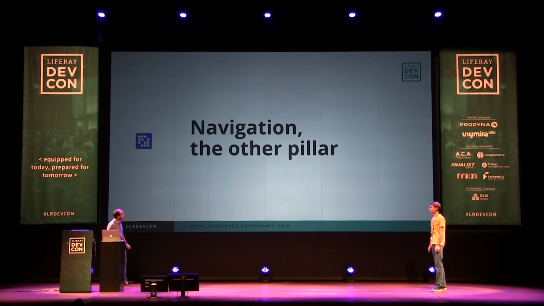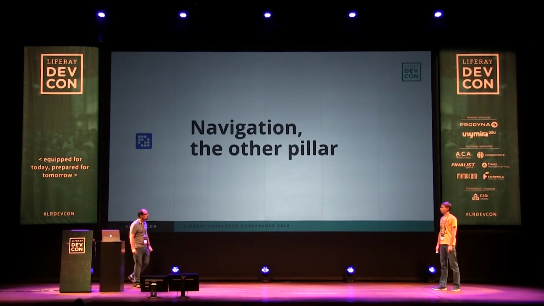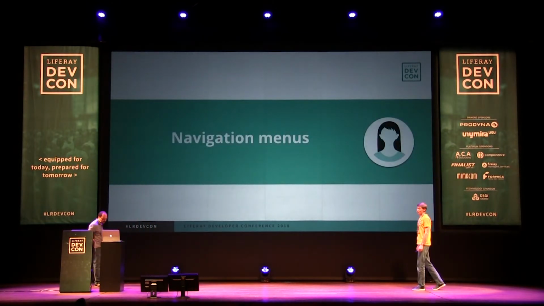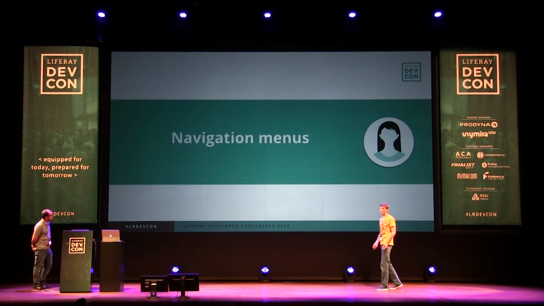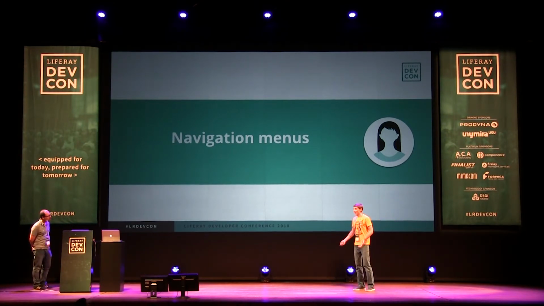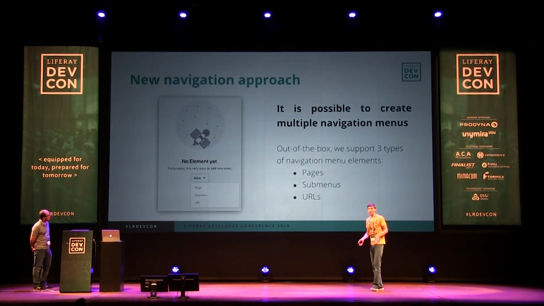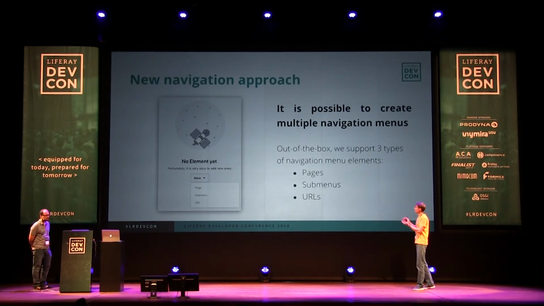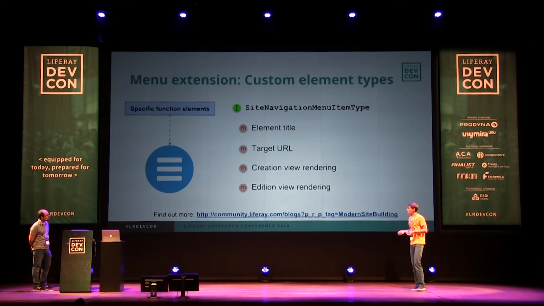Now we are going to talk about the second pillar of site creation, which is navigation. In Liferay 7.1, we introduced a new navigation system. And our new navigation is not based on a pages tree anymore. Instead of that, you can create multiple menus with different types of elements. And out of the box, we support 3 types of elements: pages, submenus, and URLs. But we are not limited to these 3 types of menu elements.